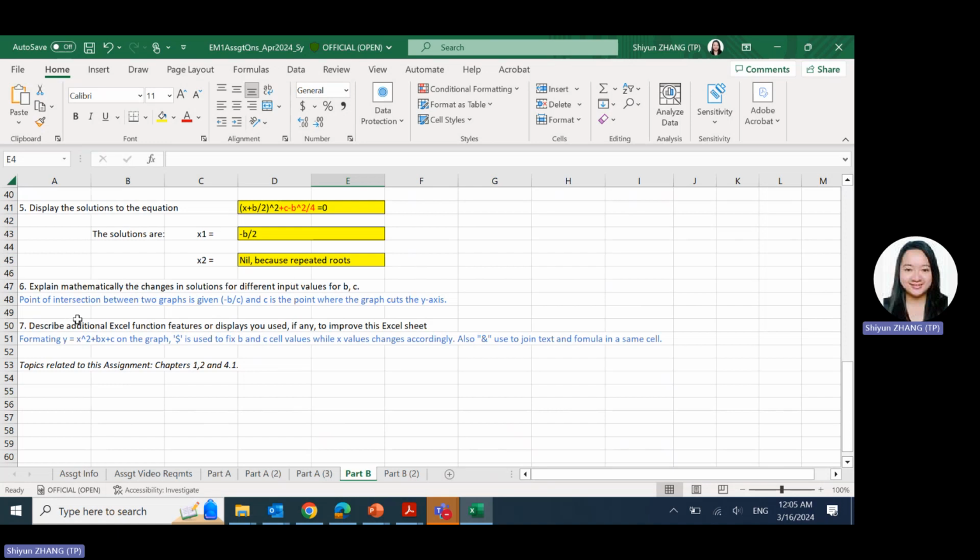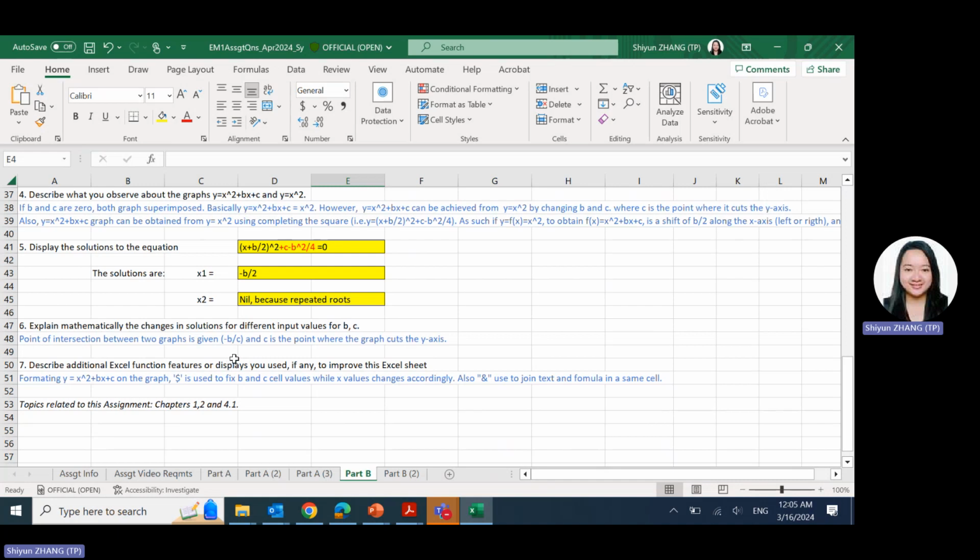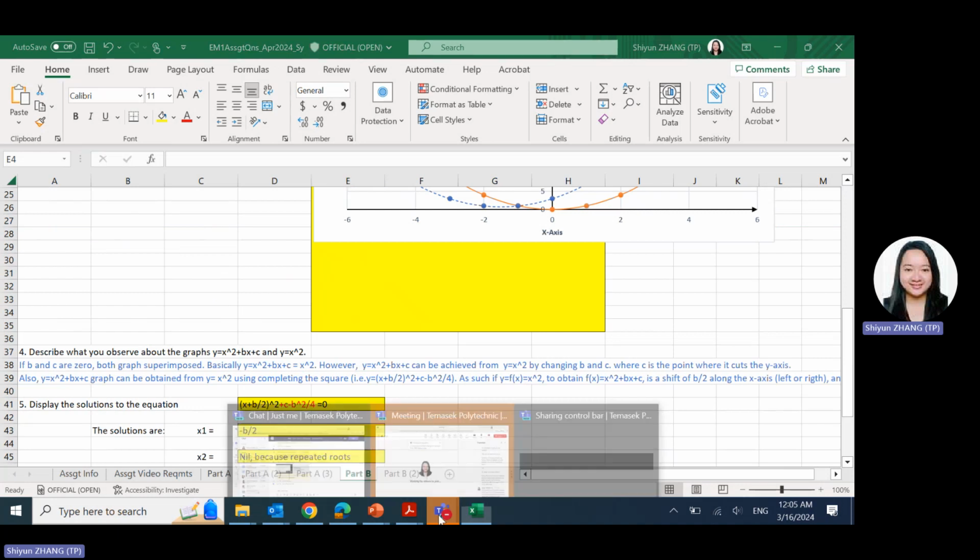Lastly, from here we know that the point of intersection between two graphs is given by minus b divided by 2, and c is the point where it cuts the y-axis. As an additional function, what I've done is use the ampersand to join both text and formula, as well as the dollar sign to fix the cell. That's all. Thank you so much.